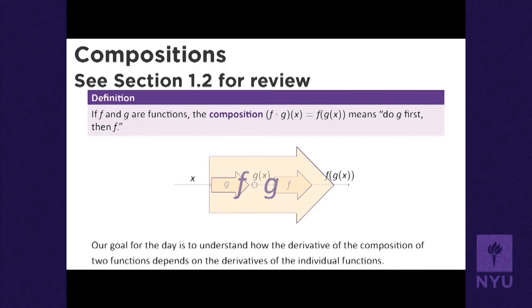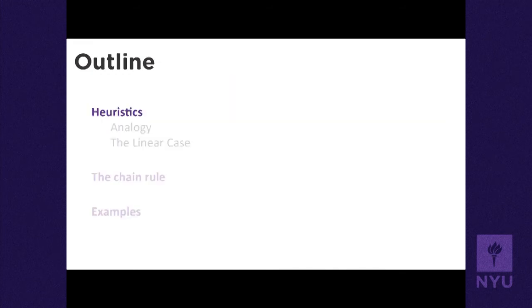So it's a natural question to find the derivative of the composition and see how it might be based on the derivative of one part of the composition and the derivative of the other part of the composition. Okay, so that's the idea. How do we find the derivative of a composition of two functions given the derivatives of the individual functions?